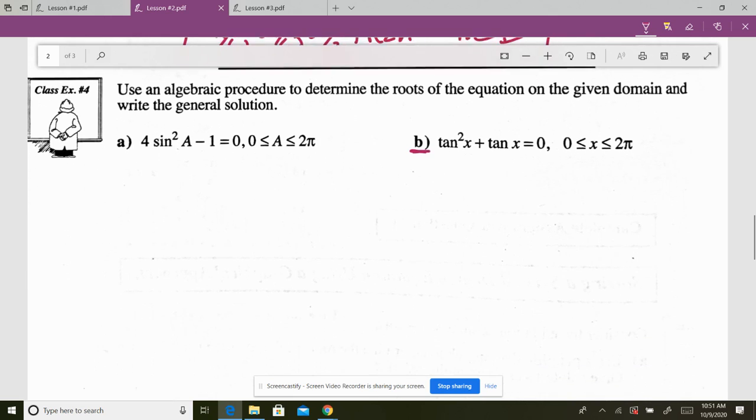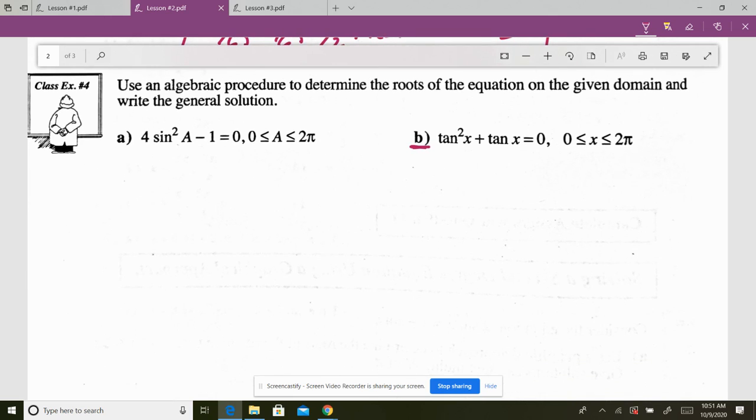Tan squared x plus tan x is equal to 0. Is this a quadratic equation or a quadratic trig function? Yes, because it's got a degree of 2. What do I do to solve it? Starts with an F, not the bad word. Factor. So you factor out a tan.